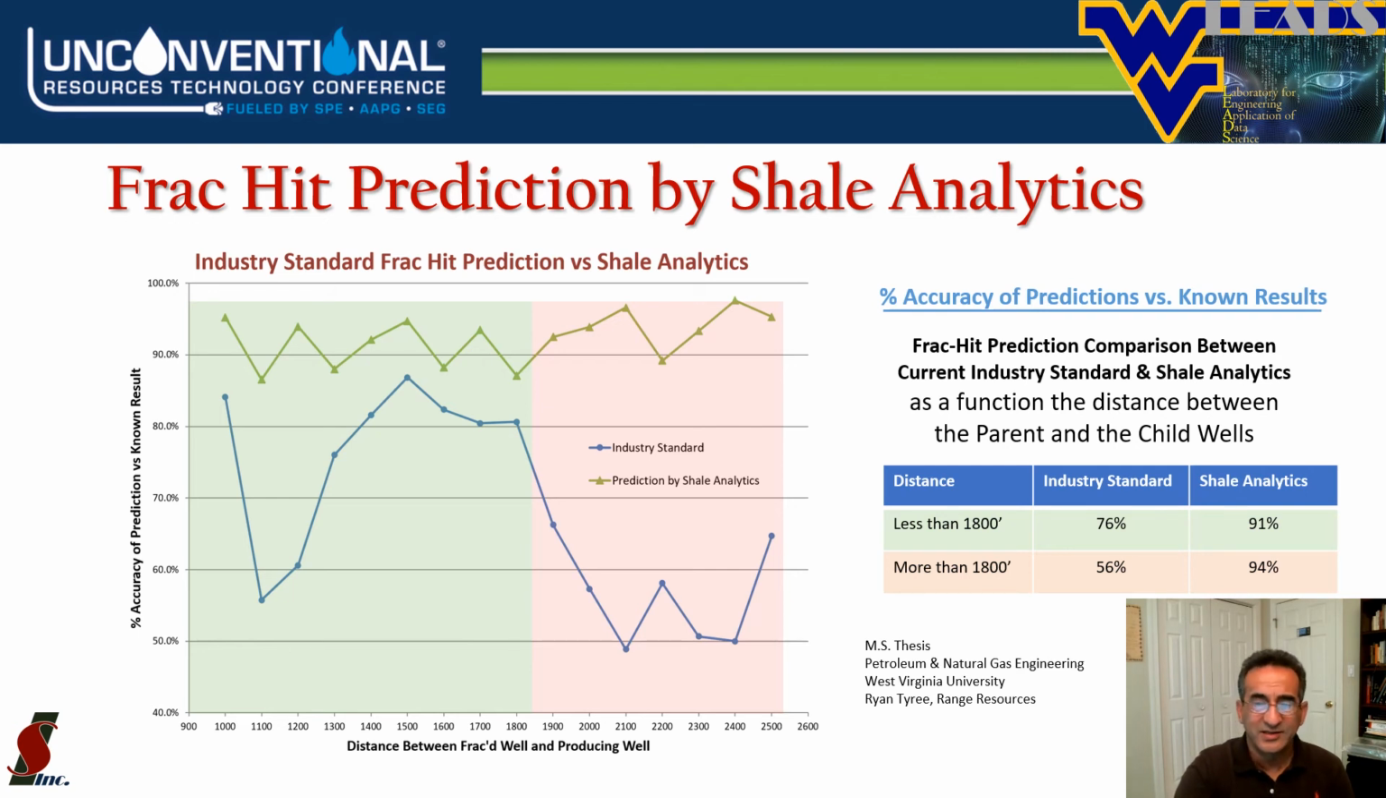Shale Analytics gives you 91% to 100% correctness. When the distance between the parent and child is more than 1800, that's where the industry standard gives you about half the time correct, and Shale Analytics is 94% of the time correct. And this is the work that was done by Ryan Tyree, and the data that I used was data from his master's thesis. I just had a different type of analysis.